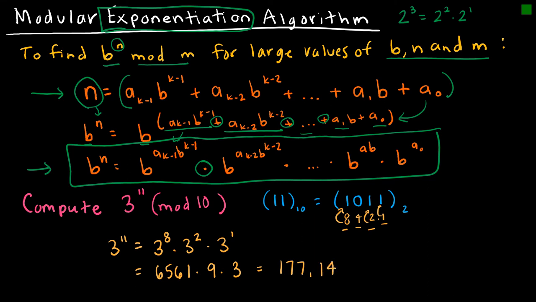Now again, for 3 to the 11th, because I've asked you to find it mod 10, it would not make sense to do it this way. I could just put it in my calculator. But we're going to look at examples where you can't just put it in your calculator, or the base is not 10, etc., but you're still going to be looking at that exponent in binary.